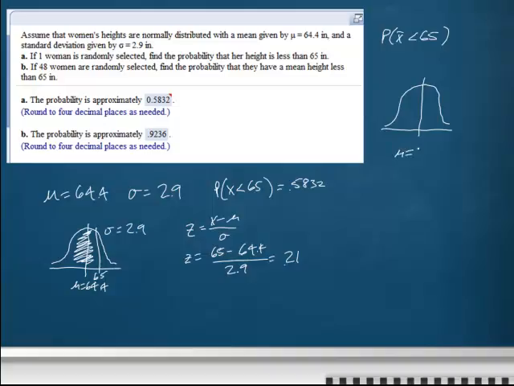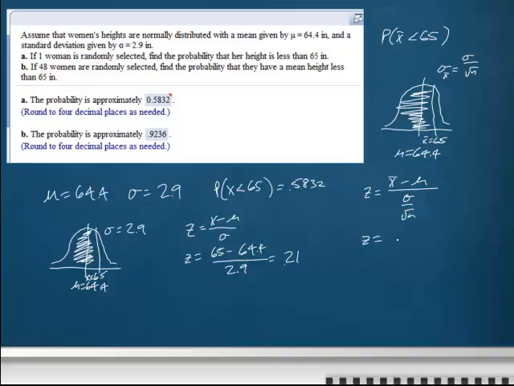So we have a mean of 64.4, but now we're going to be working with the standard deviation of the sampling distribution, which will be the standard deviation divided by the square root of the sample size. Now, we're looking for the probability that the sample mean is less than 65, not that an individual data value is less than 65. So when we do our calculation for z, we'll have x bar minus mu instead of x minus mu, and sigma over the square root of n instead of just sigma.